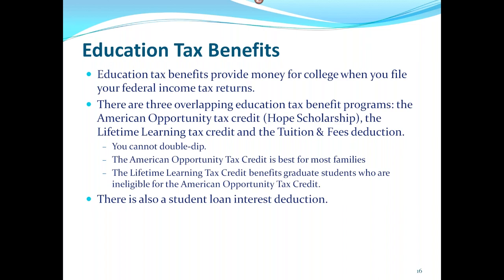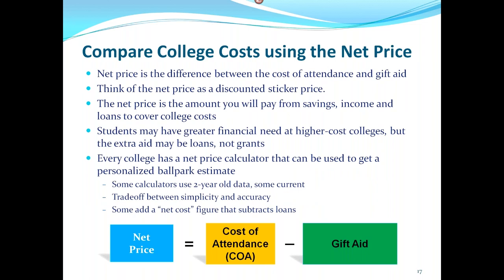In the introduction, I mentioned education tax benefits like the American Opportunity Tax Credit. And these provide money on your federal income tax return based on amounts that you spent on tuition and textbooks. And there are three overlapping education tax benefits: American Opportunity, Lifetime Learning, and Tuition and Fees Deduction. You can only use one of them per student. And the Lifetime Learning is actually per taxpayer, not just per student.